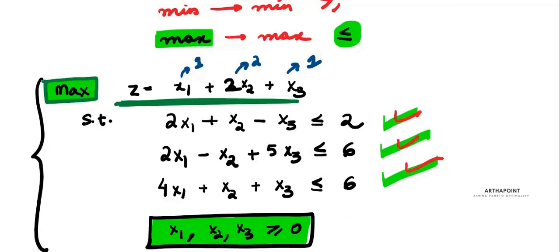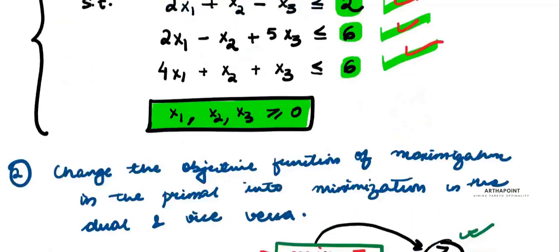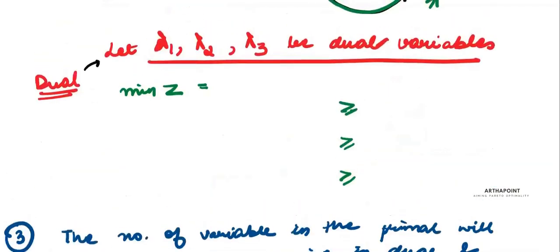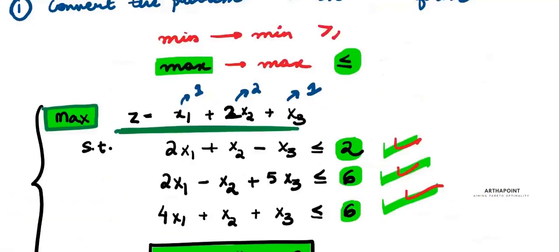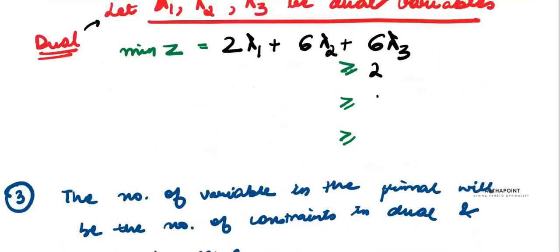And what are the right hand side of the constraint? 2, 6 and 6. So I am saying that these cost coefficients 1, 2 and 1 will now become the right hand side constraints, and these 2, 6 and 6, these will become your cost coefficients. So now we know my cost coefficients are 2, 6, 6. My variables are lambda 1, lambda 2, lambda 3. My constraint right hand sides are cost now. So 2, 1, 1. So I will have 2, 1, 1 here. So this much is clear to us.